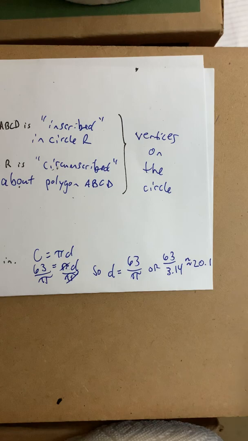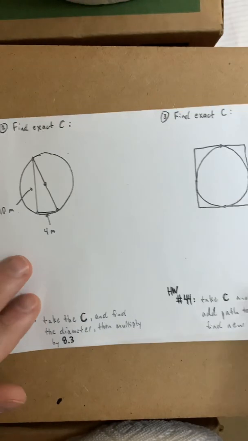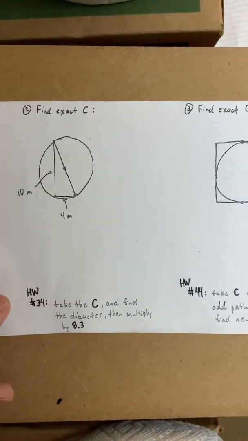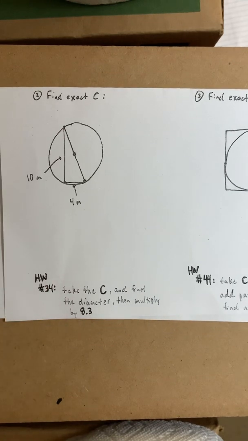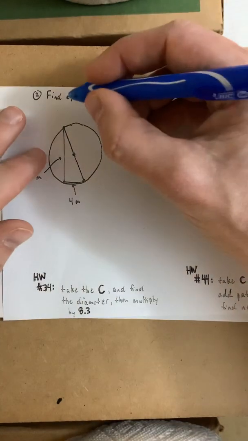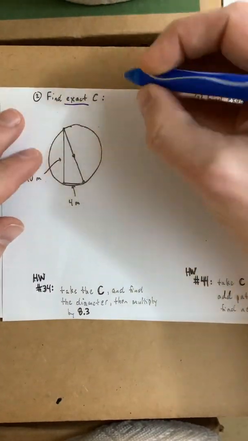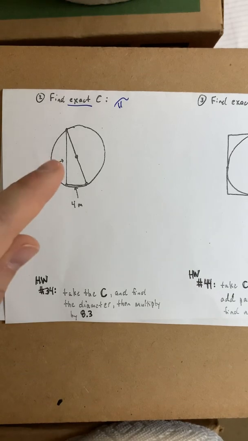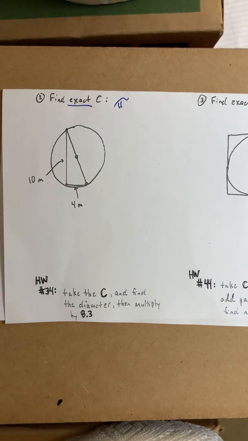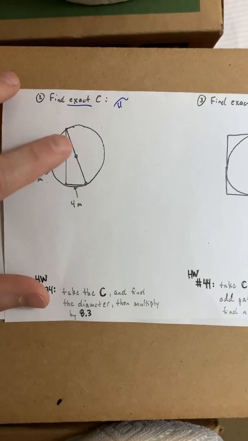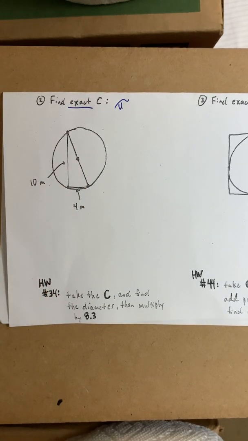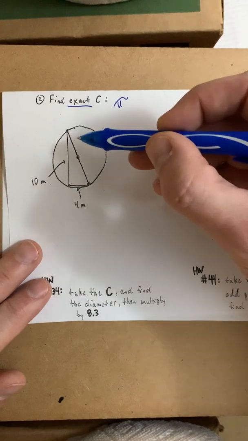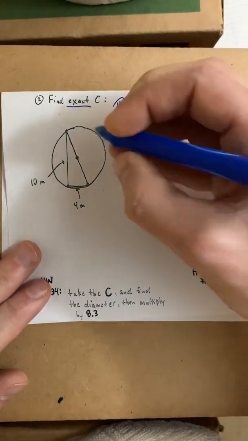All right, let's move on to number two. Now, we want to find the exact circumference, meaning that we want pi throughout the problem and in our final answer. You'll notice we have a triangle inscribed inside of the circle. We know two of the sides of the triangle. Now you'll notice this chord is actually the diameter.